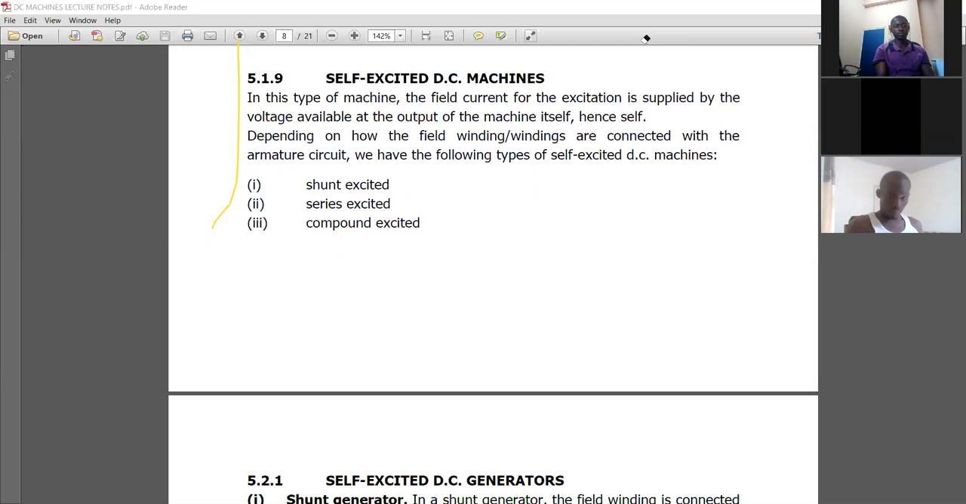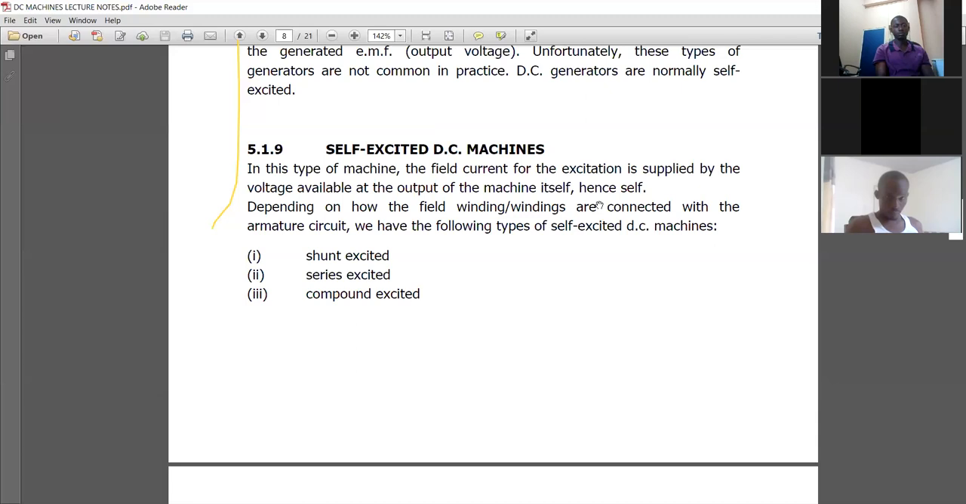Now, like we have here, section 5.1.9. In this type of machine, the field current for the excitation is supplied by the voltage available at the output of the machine itself. Hence, self. The reason why we call it self.